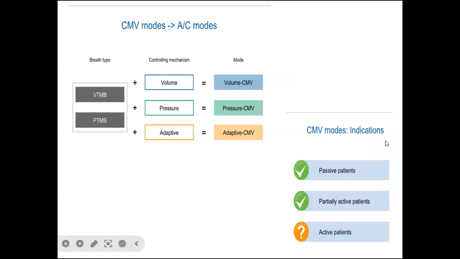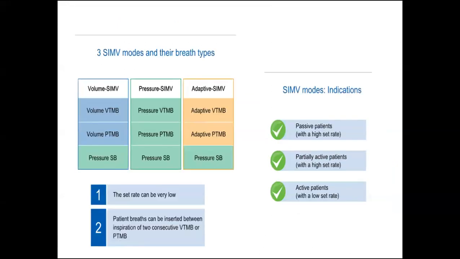In CMV modes, the indications are that the patient is paralyzed, passive, or only partly active, and you cannot use it in an active patient because it can lead to hyperventilation. In SIMV modes, you can use it in any patient. If the patient is not breathing, it becomes like CMV. If the patient is breathing, it will become SIMV, intermittent mandatory ventilation.